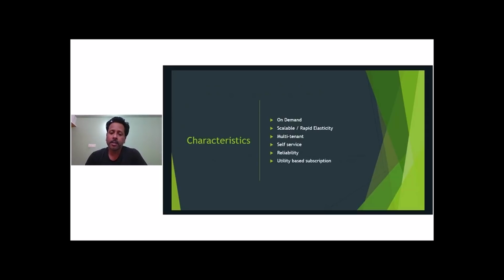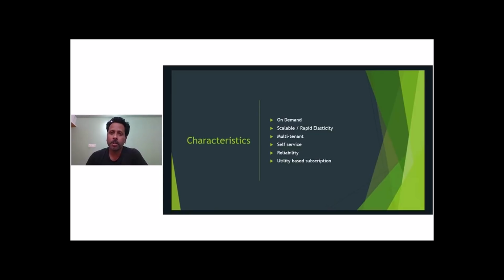Self-service is in the sense, instead of guidance from somebody or somebody helping us to do the things, we should be able to provision and use it ourselves. Now reliability. Reliability is very important regardless of whether it is cloud computing or your own application, right? So basically your application should be almost 100% available all the time. Otherwise your customers will leave to other business providers, right? So reliability is very important.